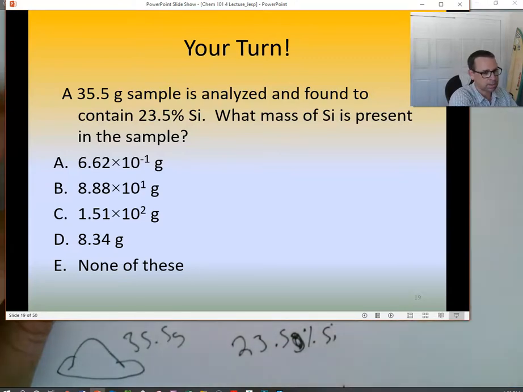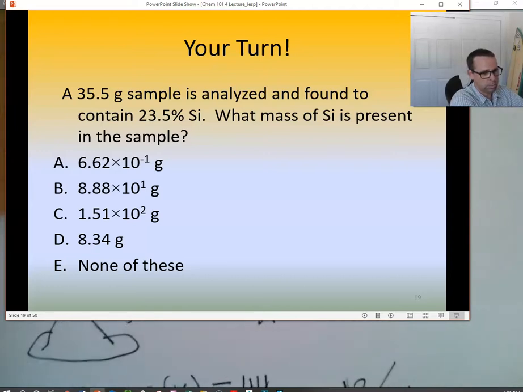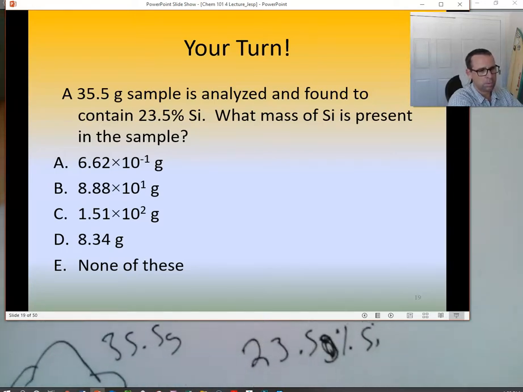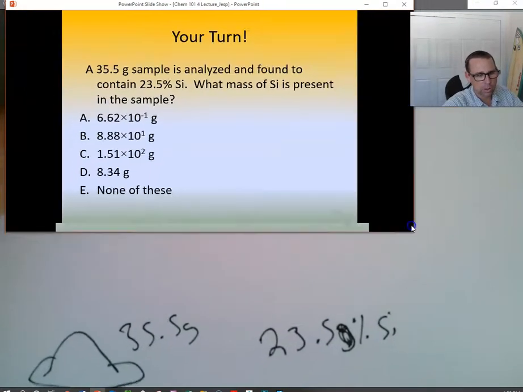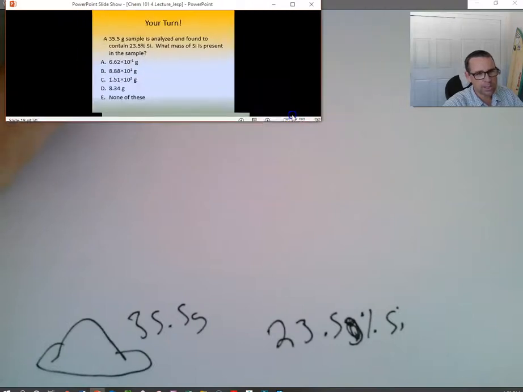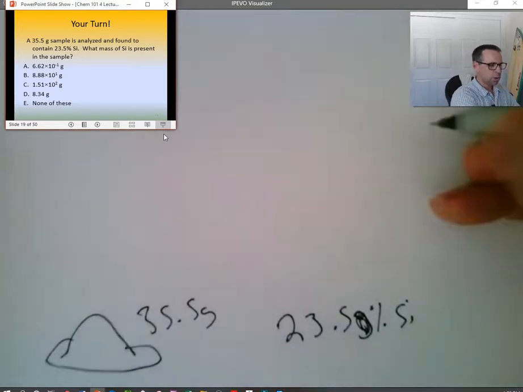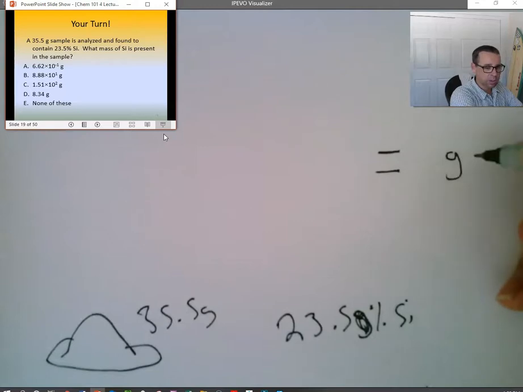Okay? Is it okay if we do the long way? I think that would work with the equal sign first. Yeah, we could. In this case, it's a little bit hard to come up with the conversion factor. But what we're after is grams of what? Silicon. That's right, grams of silicon.